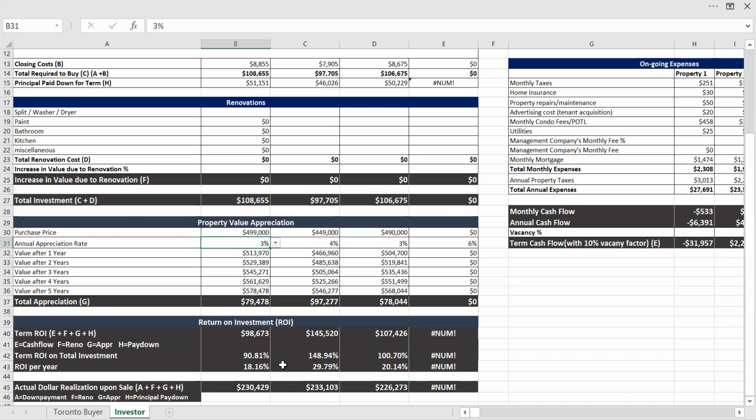Expressed as a percentage, we see 90% return over 5 years, 149% over 5 years, 100% over 5. These are phenomenal returns, really good. Expressed per year, 18%, almost 30%, 20%. Any of these investments, I'd be happy to have any of these. This is a fantastic return on my money. If I invested $108,000, making 20%, I'm happy. If I invest $106,000, making 20%, I'm happy.